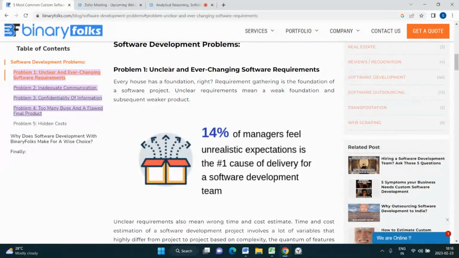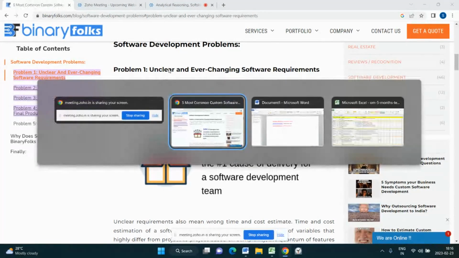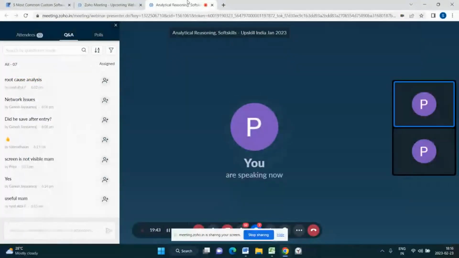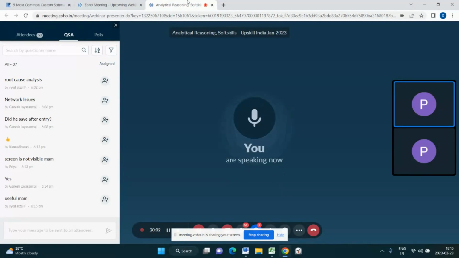Unclear requirements. Most of the time, children, we will end up with requirements not being very clear. When the customer comes to us, and I told you about the business analyst who will go and study the requirements, during the requirement study many times the requirements which we are capturing may not be adequate. Requirements will be there, but may not be adequate.